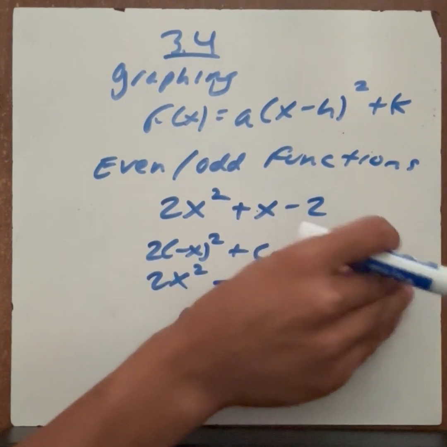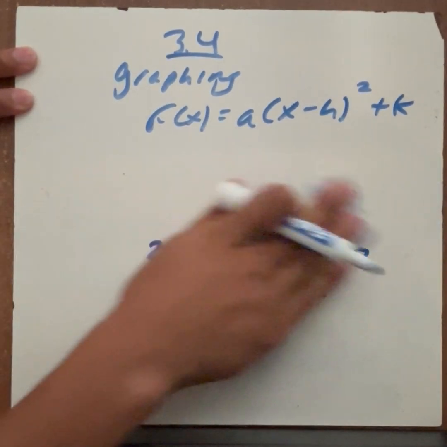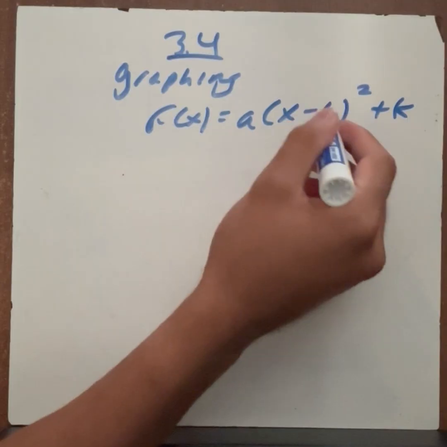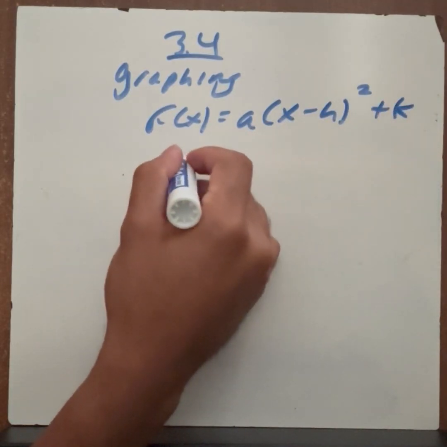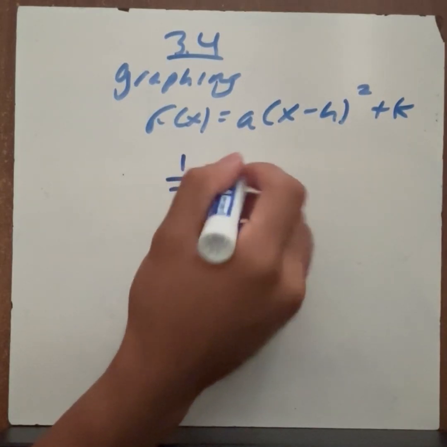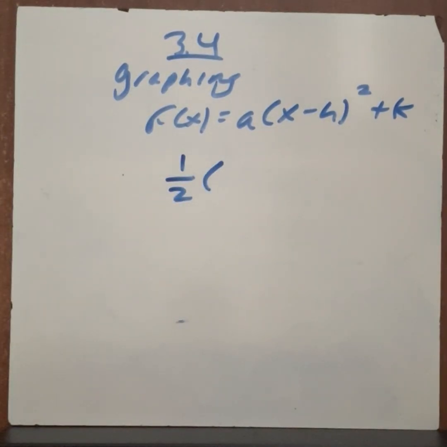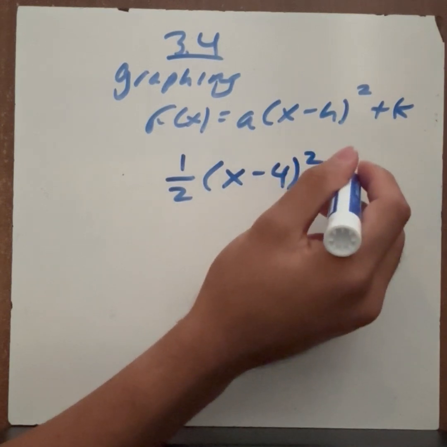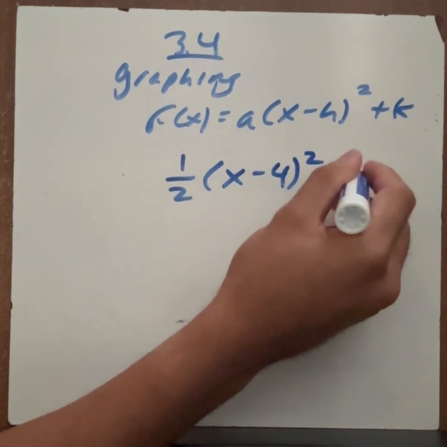All right, so now let's take a look at functions that look like this: a times x minus h squared plus k. What do we know? We have talked about stuff like this before, where we had something in absolute value, but now we have it in a quadratic. So if the function is 1/2 times x minus 4 squared, let's say plus 3.